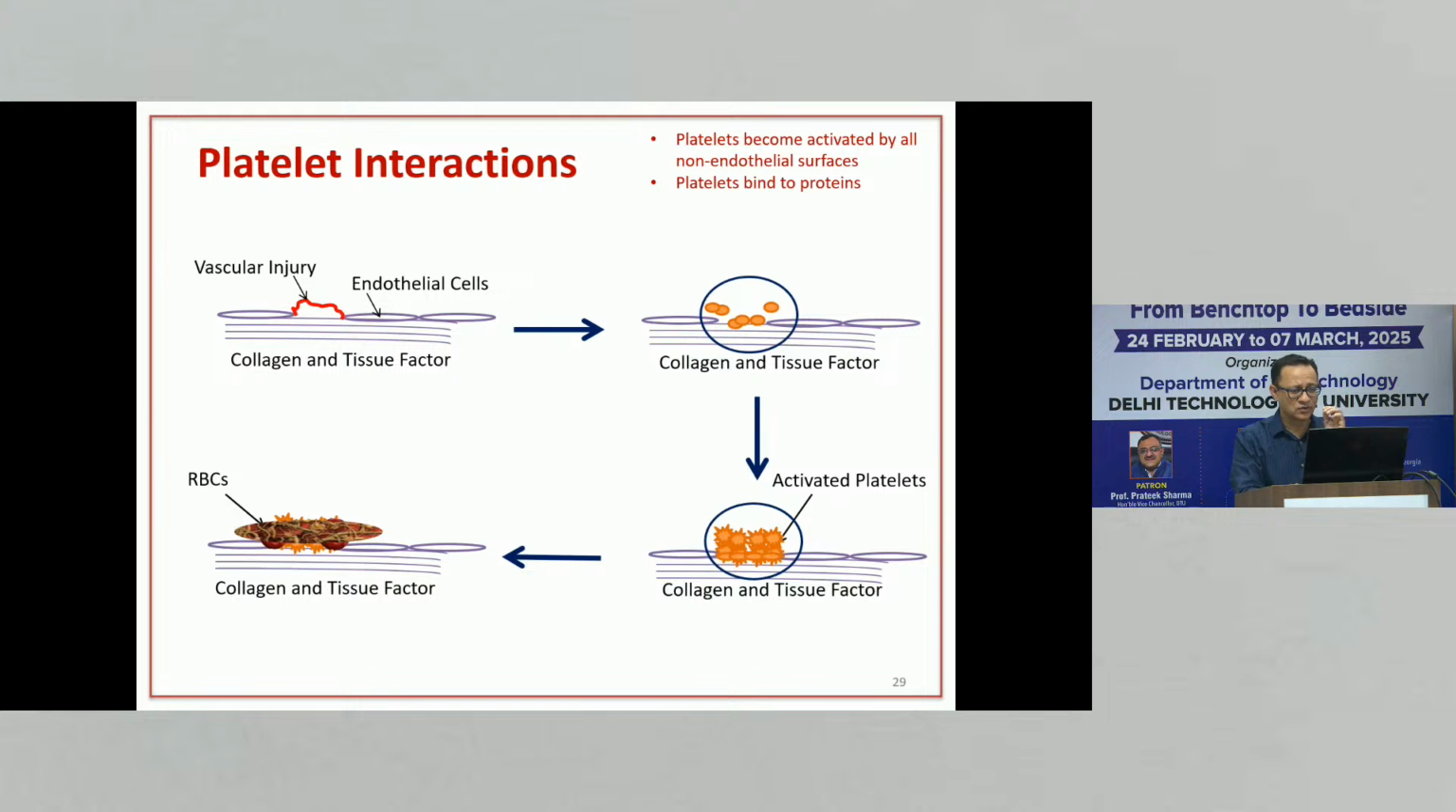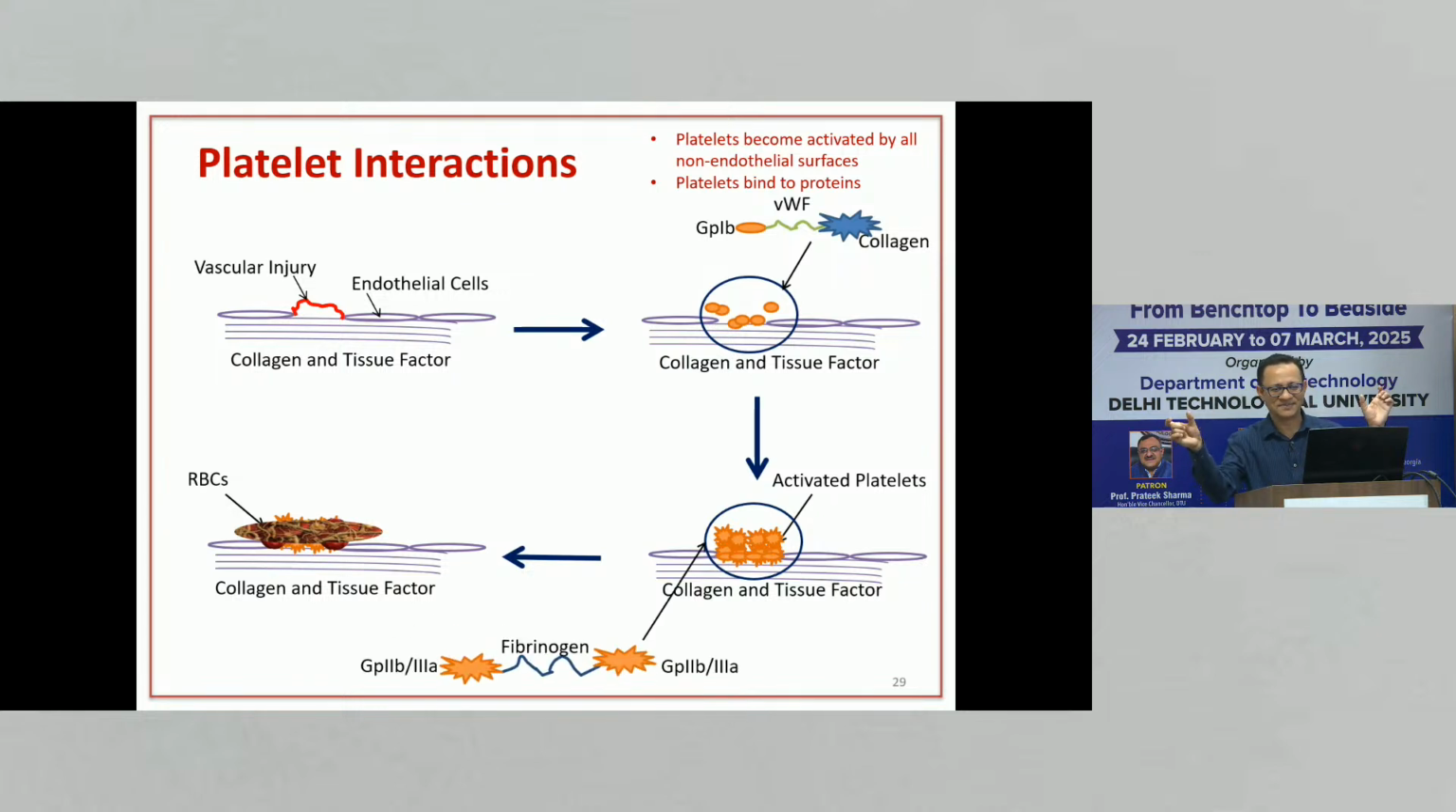Okay. So basically, GP1B on platelets and collagen and VWF are interacting. Between activated platelets, fibrinogen is the glue.